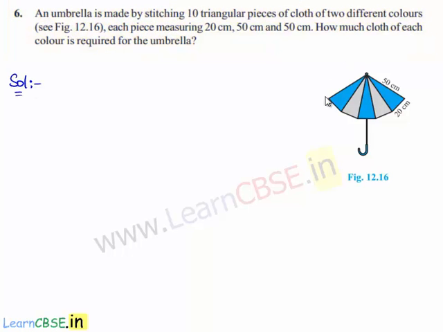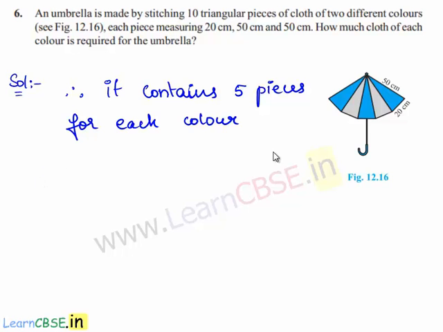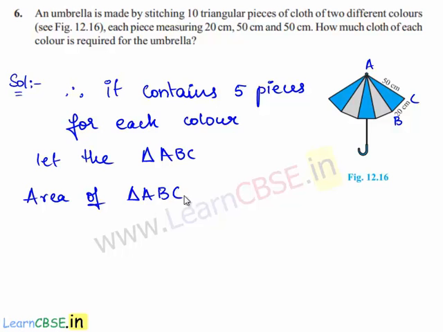So the umbrella contains 10 triangular pieces of cloth of 2 different colors. Therefore, it contains 5 pieces for each color. We shall first consider one triangle. So let the triangle be ABC. So A, B and C. We shall first find the area of the one triangle, that is ABC considered.